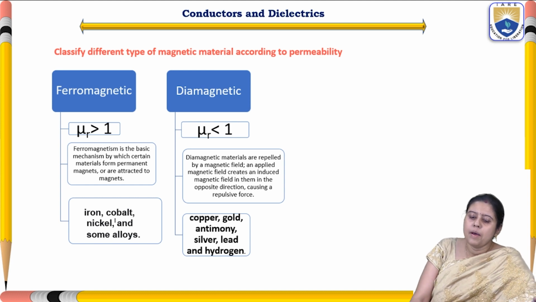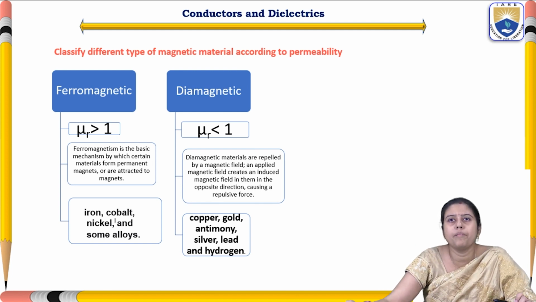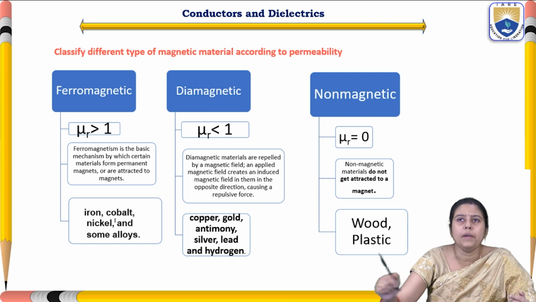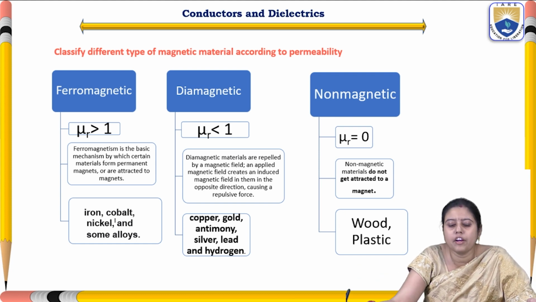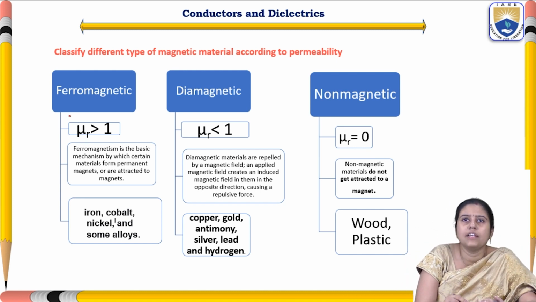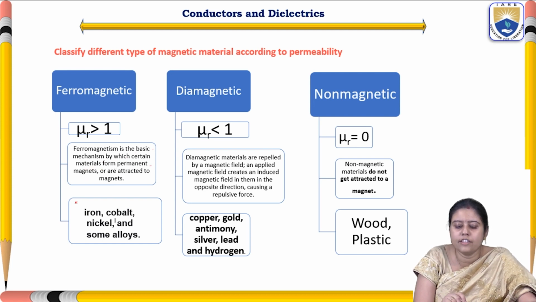So classify the magnetic material according to the permeability. Actually, according to the permeability, there are three types of magnetic material: ferromagnetic, diamagnetic, and another one is the non-magnetic material. So what is the meaning of ferromagnetic? Ferromagnetic, as the name suggests, is a ferro group, meaning iron group things. You know the Fe group is the iron group, and the relative permeability mu r is much greater than 1.